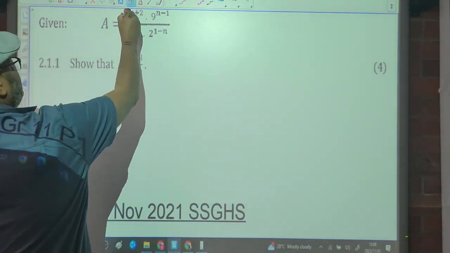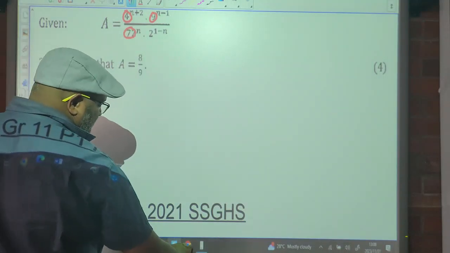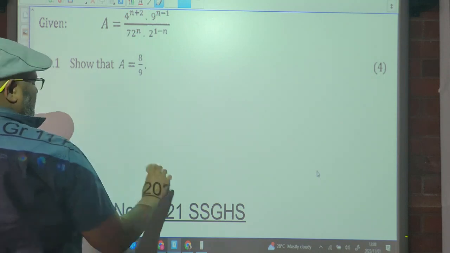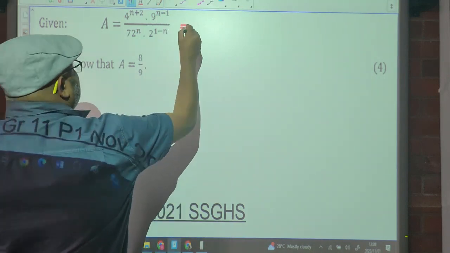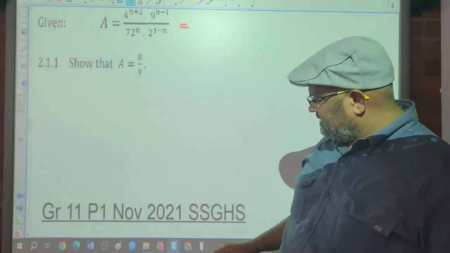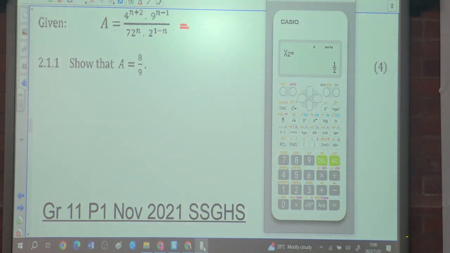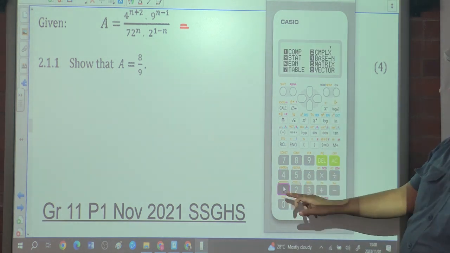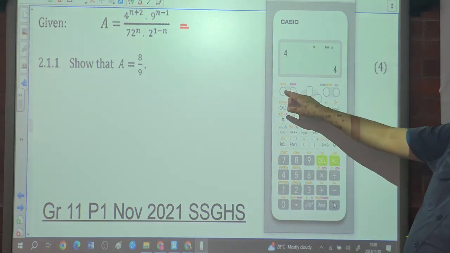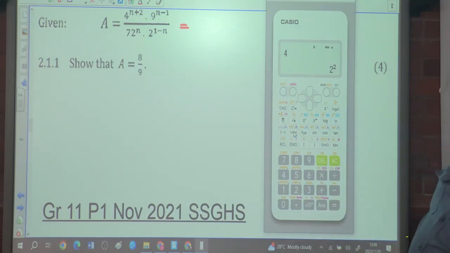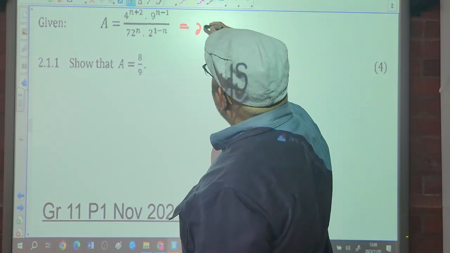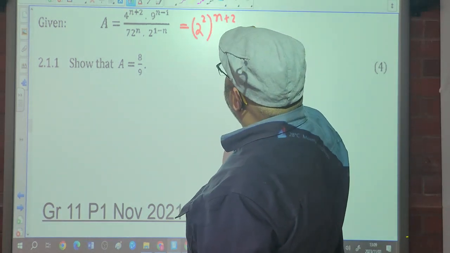So what I do is I break 4, 9, 72 up into products of its prime factors. As you can see, 2 is already a prime number. So what do you have? Okay, firstly get it in the normal form. So 4 equals shift factorize. As you can see, this button is going to be giving 2 squared. So it's 2 squared raised to the exponent n plus 2 times 9.